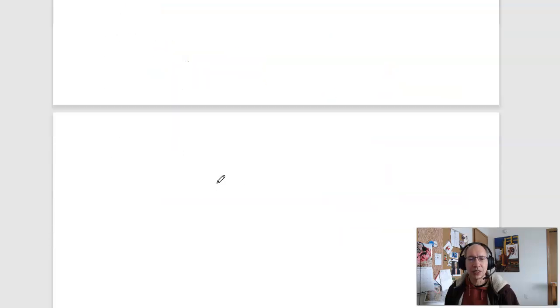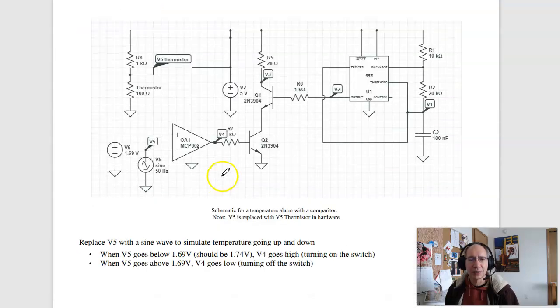In Circuit Lab, I can check. Build the circuit, and instead of the voltage divider, I'm going to use a sine wave. As the voltage goes up and down, when it passes through 1.69 volts, the output should go high and low. Bigger than 1.69, it goes 0 volts. Less than 1.69 gives me 5 volts. That turns on and off the transistor.